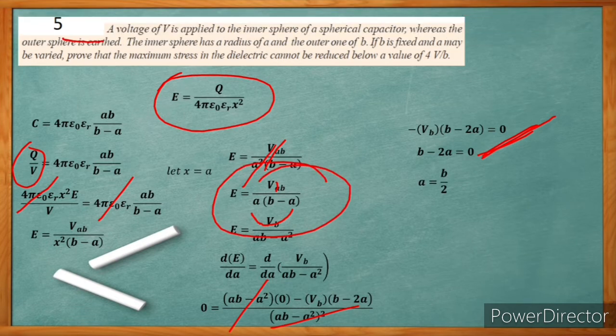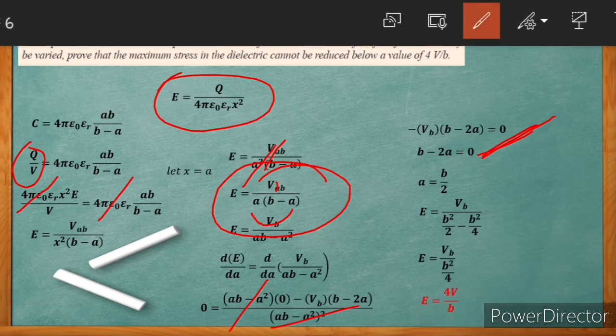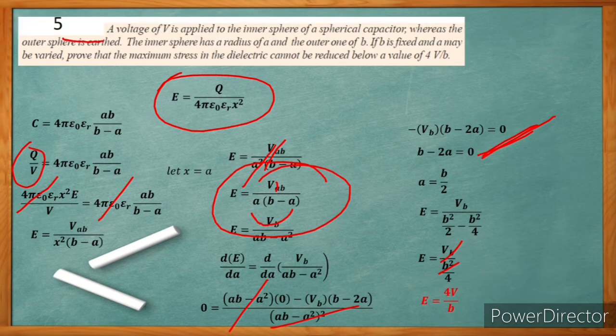so this will become E is equal to VB over B squared over 2 minus B squared over 4, and that will become E is equal to VB over B squared over 4. The B above will be cancelled, and the B squared below will be left with B, and then simplifying, we will arrive at the answer of E is equal to 4V over B.